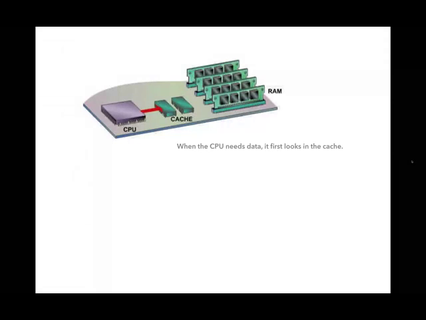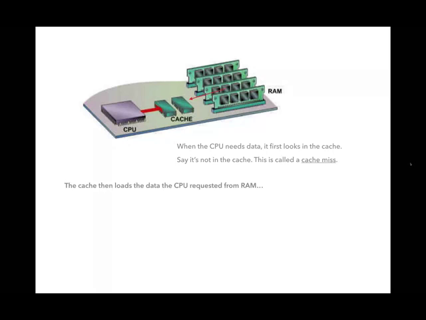When the CPU needs data, it first looks into the cache and says, hey, cache, I need a memory address, 3020,000,008 or whatever, some number. Do you have that? And let's say it's not in the cache. The cache responds no. This is called a cache miss. A cache hit is when you do find the thing in the cache and you just get it directly from the cache. But if CPU asks for it and it's not there, then this is called a cache miss.